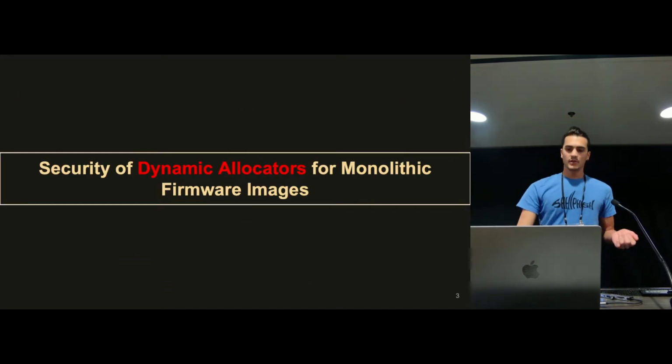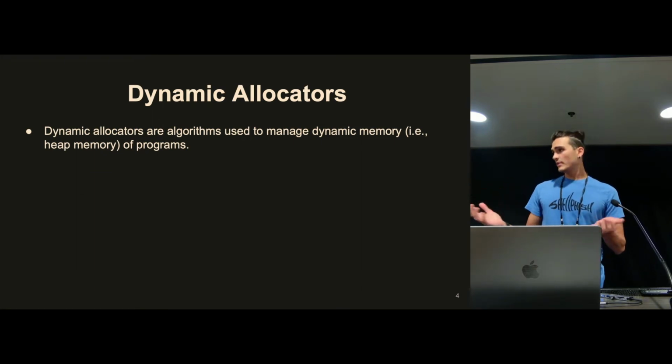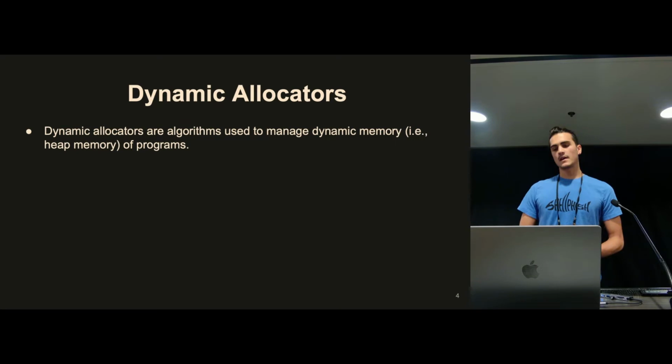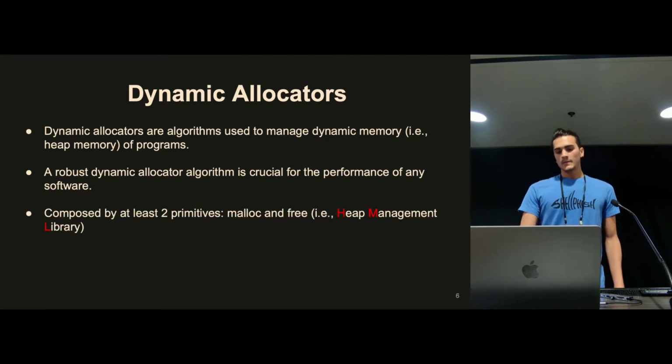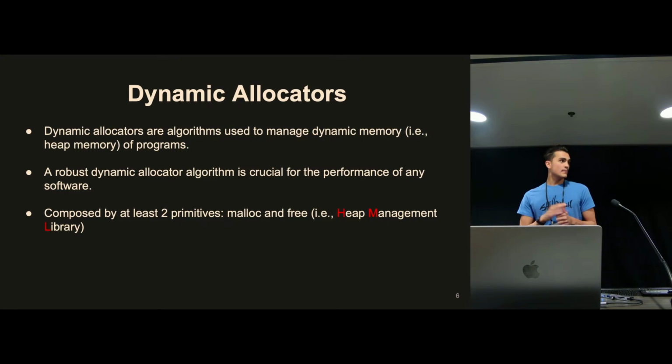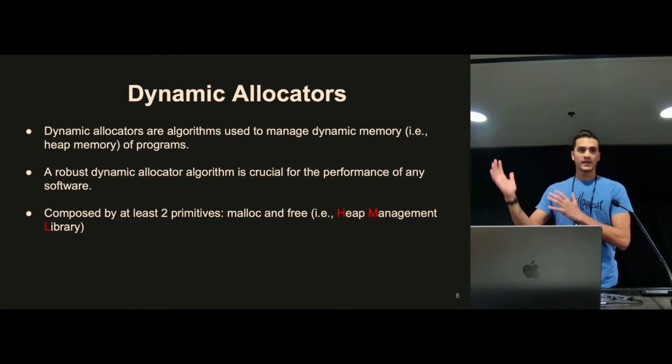First of all, dynamic allocator. Dynamic allocators are algorithms used to manage dynamic memory, in other words the heap memory, of any program in general. A robust dynamic allocator is usually crucial for the performance of any software. It's usually composed of at least two primitives, malloc and free. And for the rest of the talk we're going to call these two primitives the heap management library, the HML.